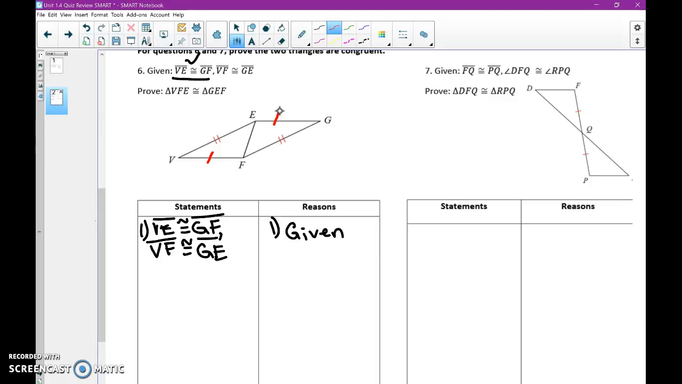Okay, so now on these ones, the ones you're going to have on our quiz, you don't get told what type you have to pick. So you can do SSS, SAS, ASA, or AAS. I know we talked about HL, but I will tell you that that's not going to be focused on the quiz, so focus on these 4 instead.